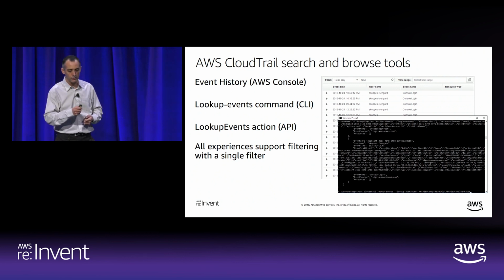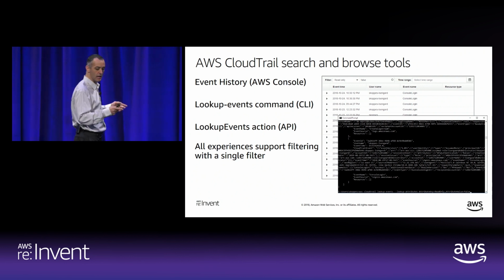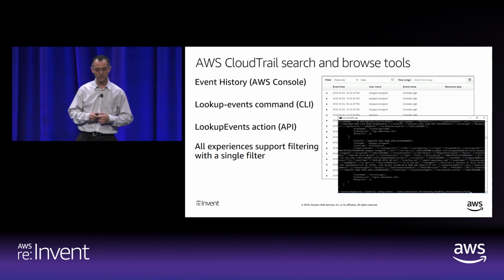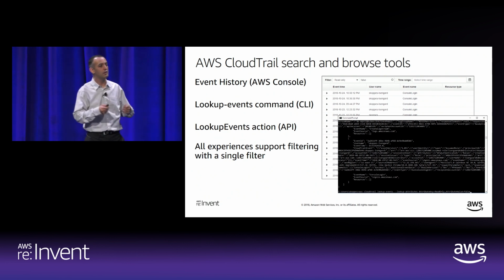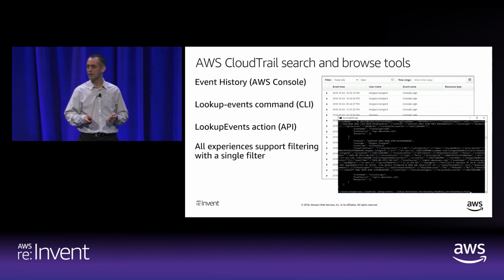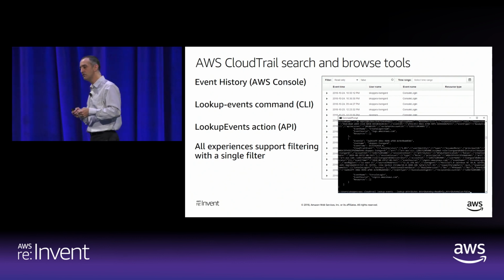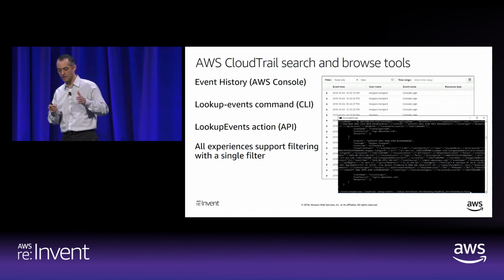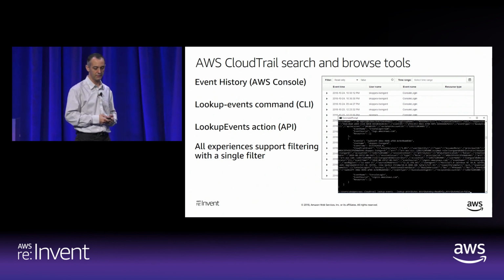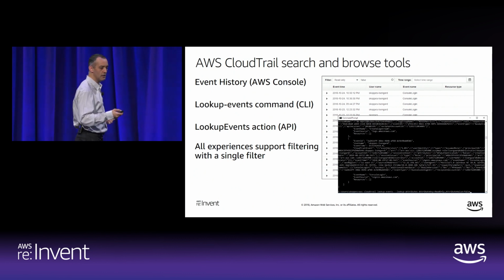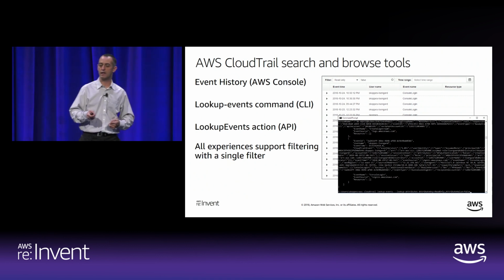But if you're looking just in this particular slice of time at management events, this applies only to management events, you can use the event history in the AWS console. This will allow you to browse through your events, and it will also allow you to apply a single filter. That filter can help you find specific events or look for specific sequences of events, and it can also be used to specify a specific time range. Some of the examples of the types of options we have for filters include filtering by event name or filtering by the resource that was affected by a particular API call.